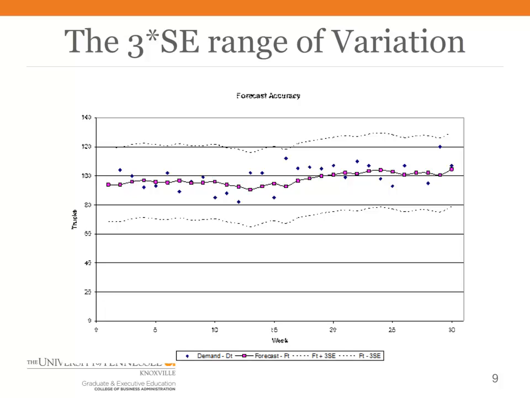So in this particular case, when we think about how many parts we need to have in inventory and how much capacity we need and how many people we need and so forth, that range of variation is what we should be looking at.